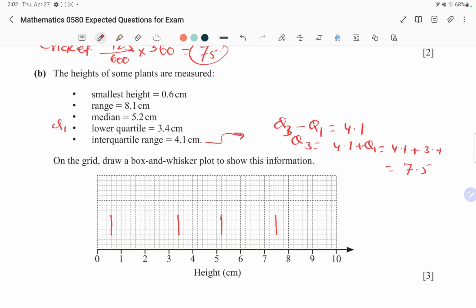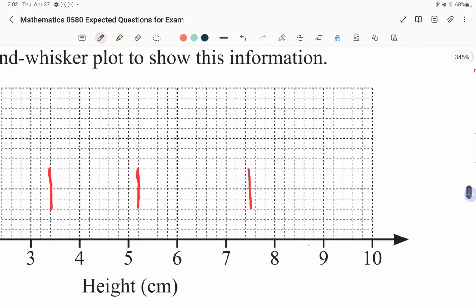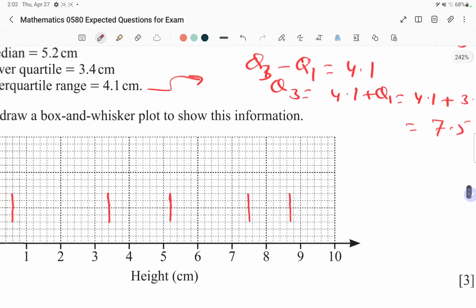Now maximum value. Maximum is also not available, so we can find it from the range, which is maximum minus minimum, which is 8.1. So maximum is equal to 8.1 plus minimum, or smallest height, that is 0.6. So which is 8.7. So 8.7 will be here.